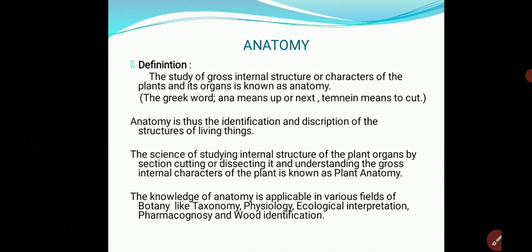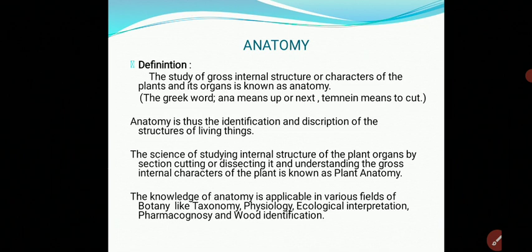And to observe these characters, section cutting or dissection of plant organ is very much necessary. Internal structure of organ changes from the juvenile stage to the mature stage of plant. Along with external characters, internal characters of plant have a prime importance in taxonomical, ecological and tissue culture studies. So these histological aspects or internal structures are studied under the branch of botany known as anatomy.